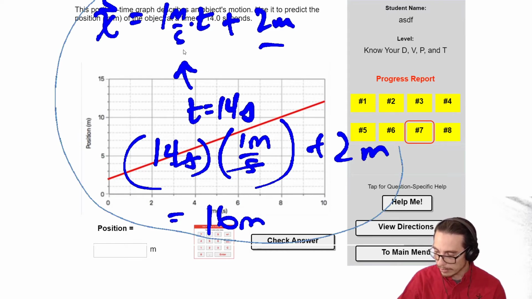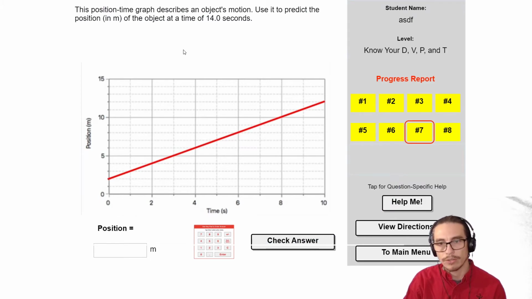The other thing is it asks you what time will it be at a particular position. So let's say what time will it be when it gets to 20 meters. I just picked a random number. Now I can't say 16 because at 10 meters it's 8 seconds. I can't say 16 seconds because it's not proportional. It's linear, which means I have to use the same equation.